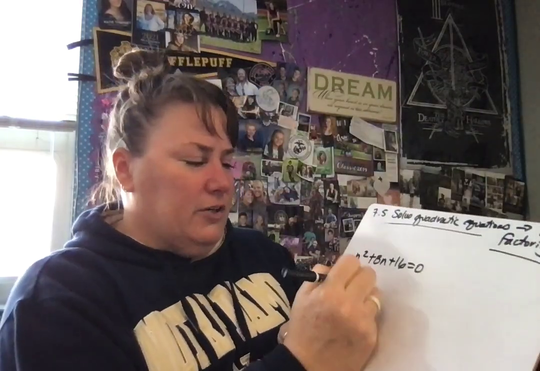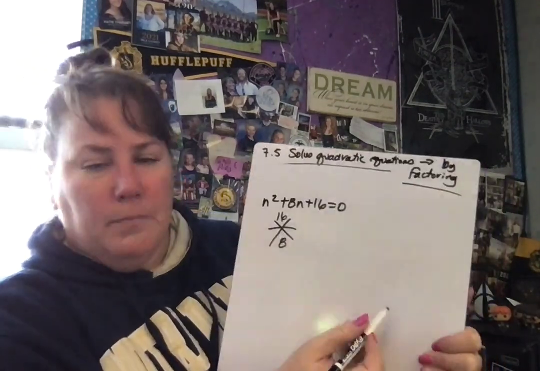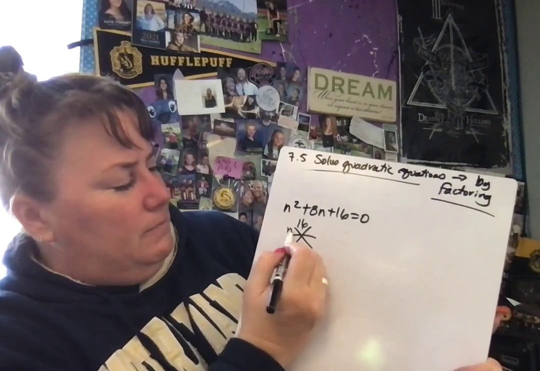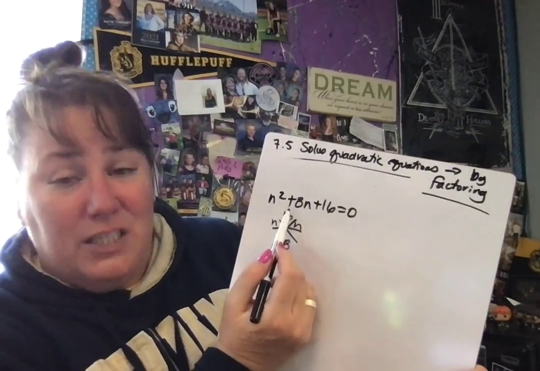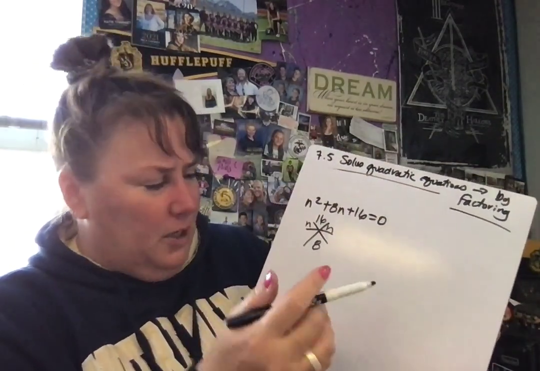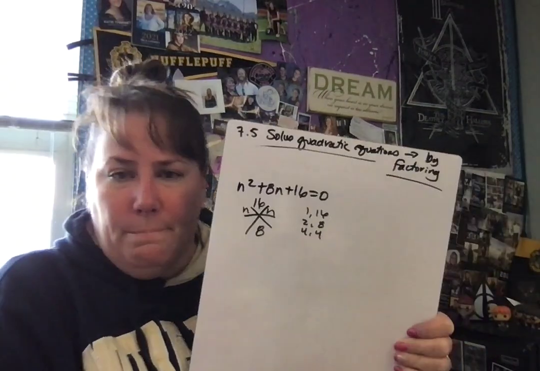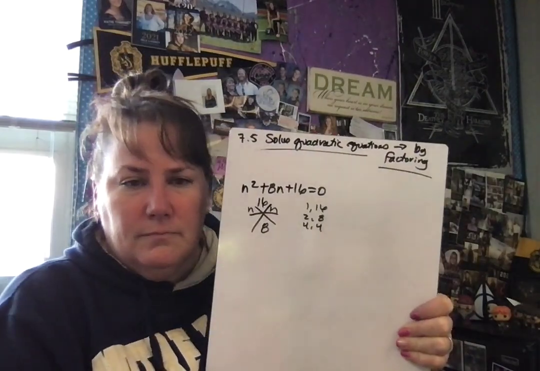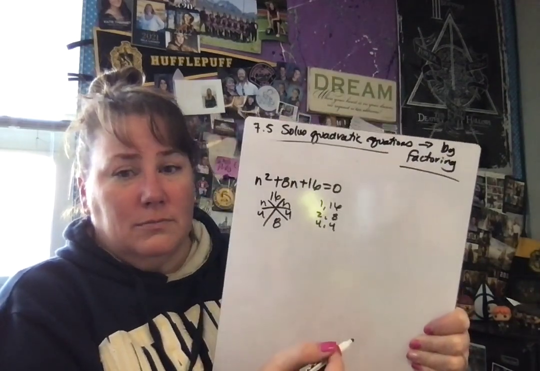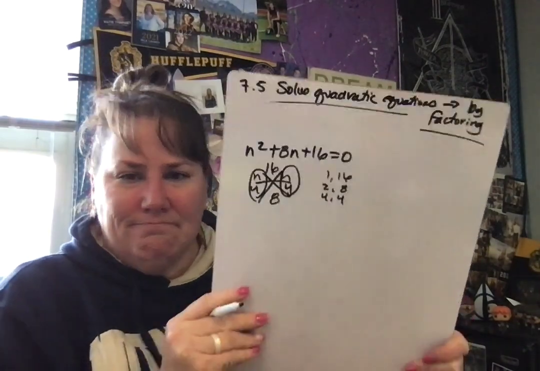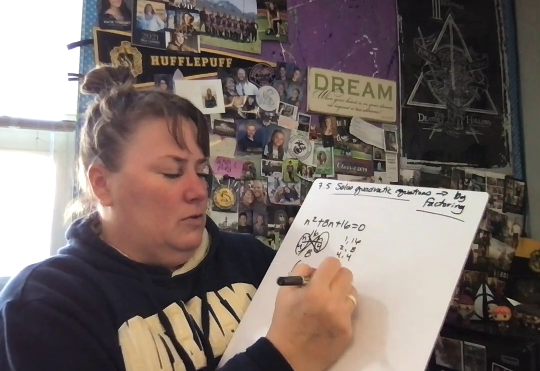Okay, here we go. Factor it. A times C at the top, B at the bottom. AX up top. And then factors of 16 that add up to 8. And C is positive, B is positive. So that means both factors are positive. So 1 and 16, 2 and 8, 4 and 4. Those are your factors of 16. We have 4. So we have n plus 4 squared.